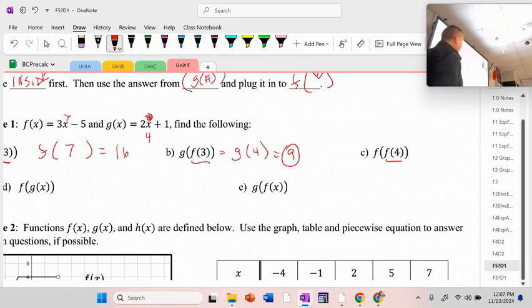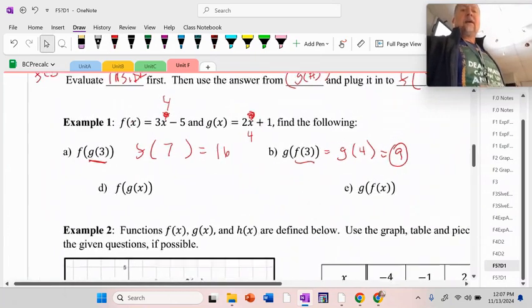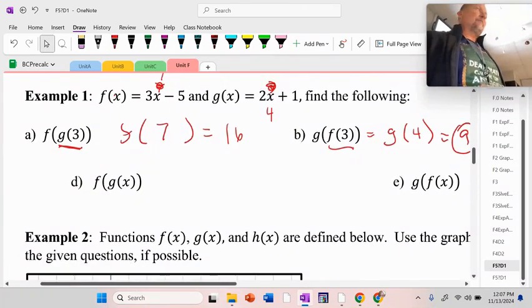F of, what a weird question. What's F of 4? Now I plug in a 4. 12 minus 5 is 7. Then you go back to F and plug in 7. You do that first evaluation and then go back. 3 times 7 is 21, minus 5, is that 16 again? Oh, because it was F of 7 over here randomly. Nice.